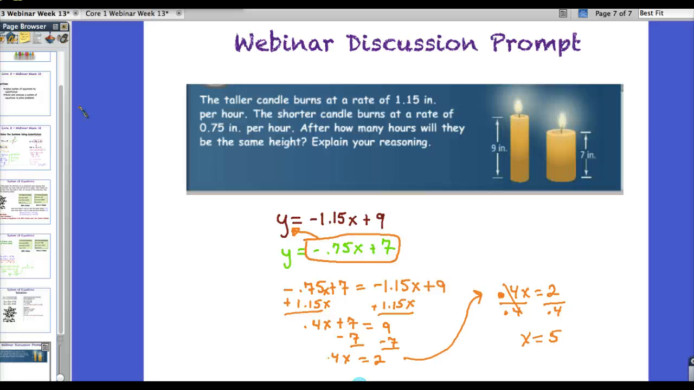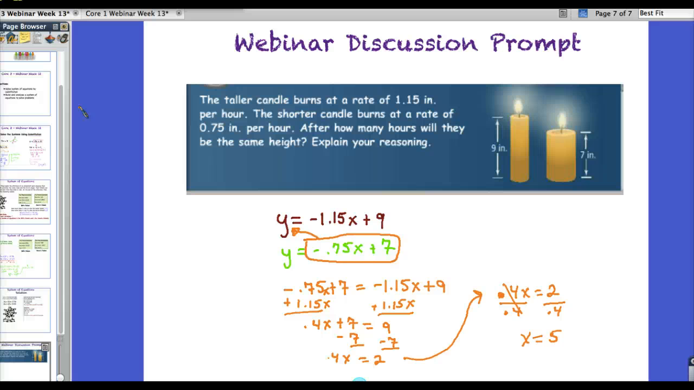That's your equation. So if you know that the candles are going to be the same height after 5 hours, think about how we just solved those systems. You know what x is, right? So what you're trying to find is y. So to figure out y, if you plug a 5 into the top equation or the bottom equation, doesn't even matter. If you plug that 5 in, it'll tell you how tall the candle will be when they are the same height. So that's why it doesn't matter which equation you guys use.